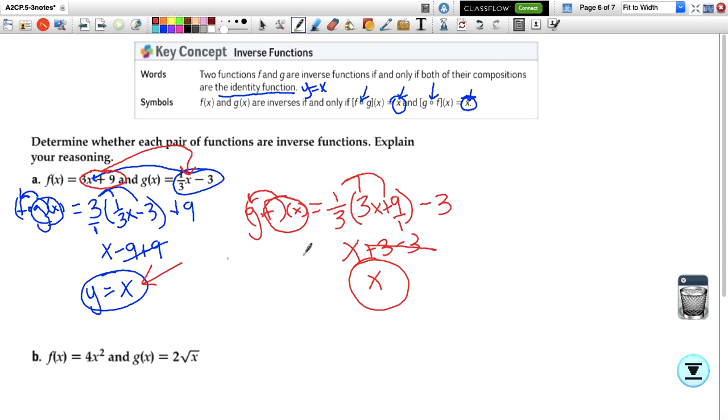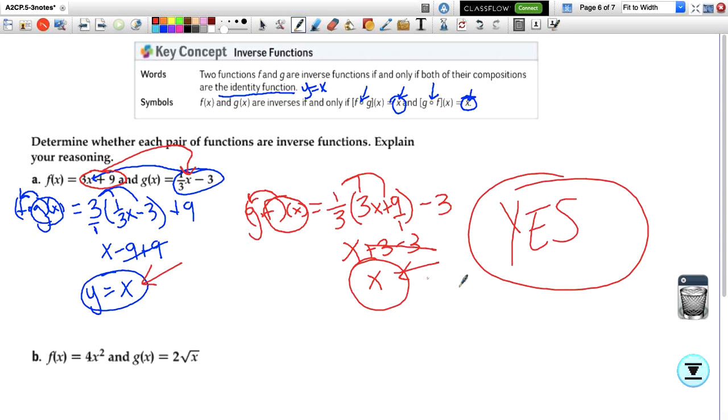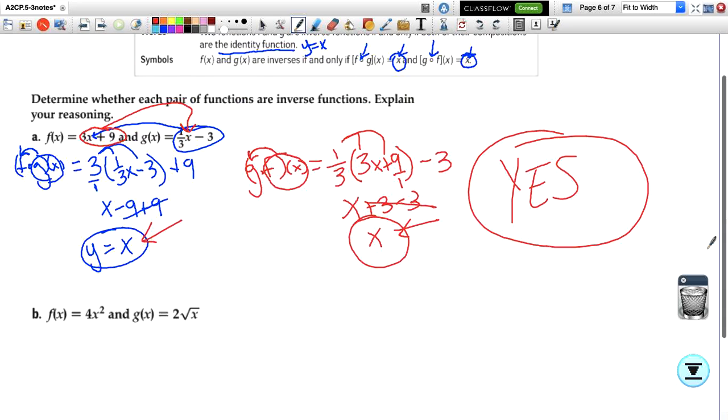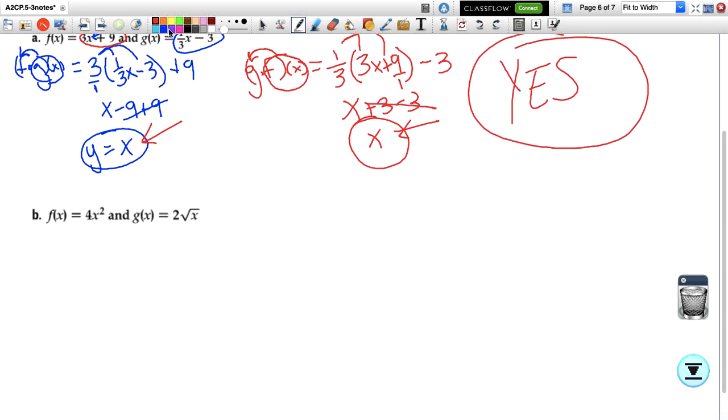Because I got my identity function on both of these, yes, they are inverses. Okay, it has to happen on both. If you get a no on either of them, it is automatically a no. So let's do another one, okay?